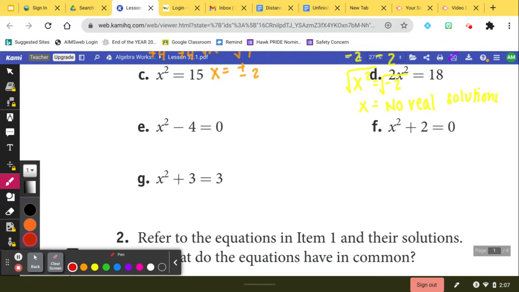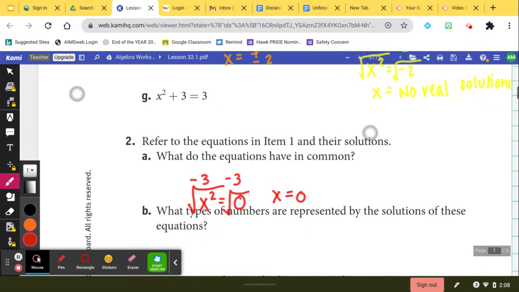screen. So I would subtract 3 on both sides. So I get x squared is equal to 0. Square root. Well, the square root of 0 is 0. And this would be the one case where we don't have the positive or negative version of the number, as 0 is not a positive nor a negative.